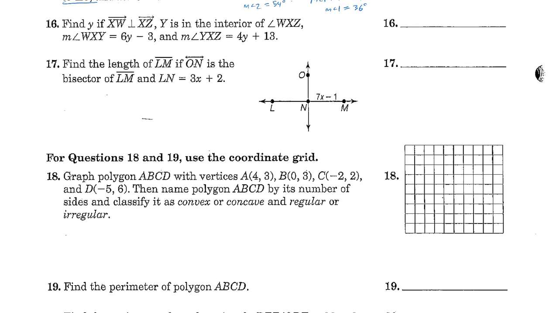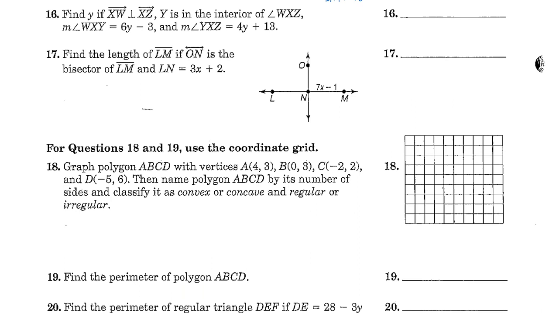Okay, then find y if two lines are perpendicular. Y is in the interior. So we've got WX and XZ. Here's a W and a Z, and they intersect at X to form a right angle, because WX and XZ are perpendicular and they both have an X. So that's where they intersect. So Y is in the interior of angle WXZ, somewhere over here. Well, I should do capital Y. It's a point. And then angle WXY, so that's this angle, is 6y minus 3.